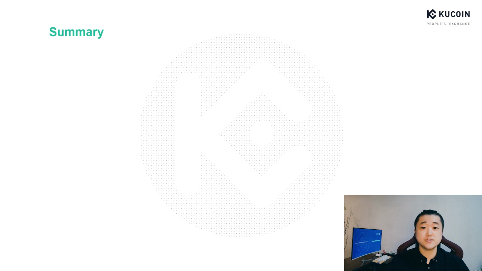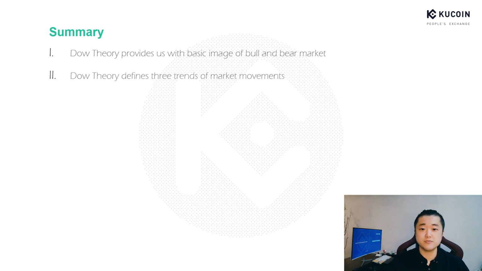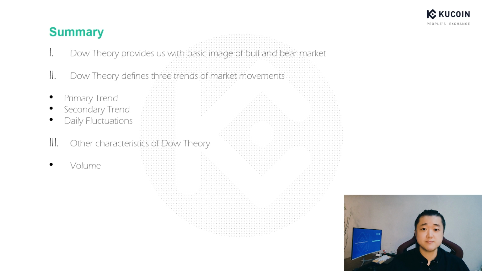In the end, I will summarize this video. Dow Theory provides us with 2 main powers. One is to determine whether the market is bullish or bearish. The other is to determine 3 different kinds of trends. Other characteristics related to the Dow Theory are trading volume and reversal signals. These are separately used to double-check the trend and the change in trend.